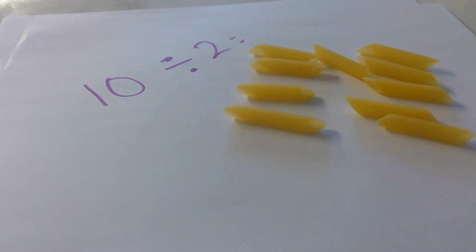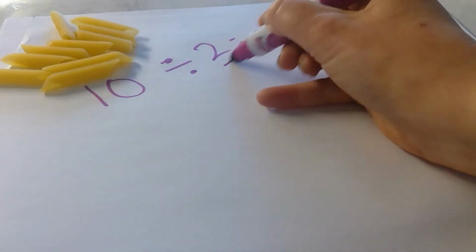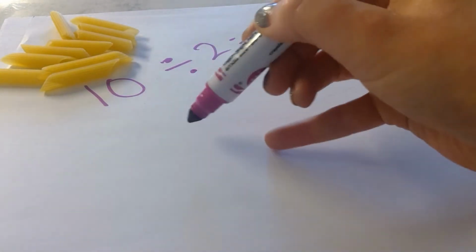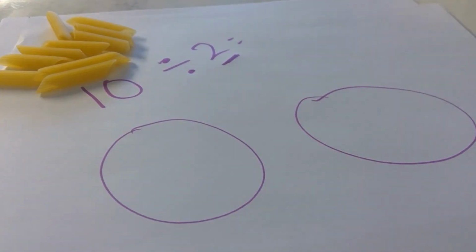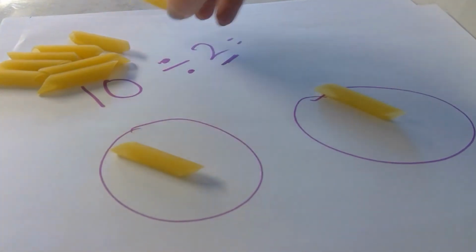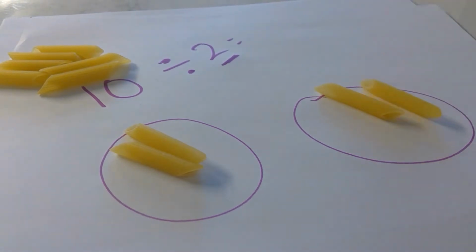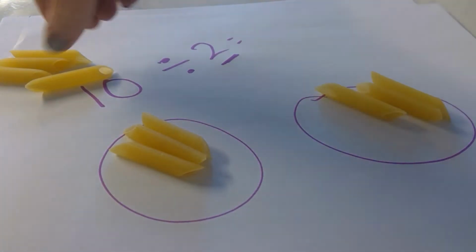Now, as I am very kind, I'm going to be sharing those 10 bits of pasta between two people. So I'm looking at this number here. This number is telling me how many people there are, how many groups I need. Okay, and just like we did in class, we share them out and we need to make sure they're shared out equally. I wonder if you can predict how many pieces everyone will have.